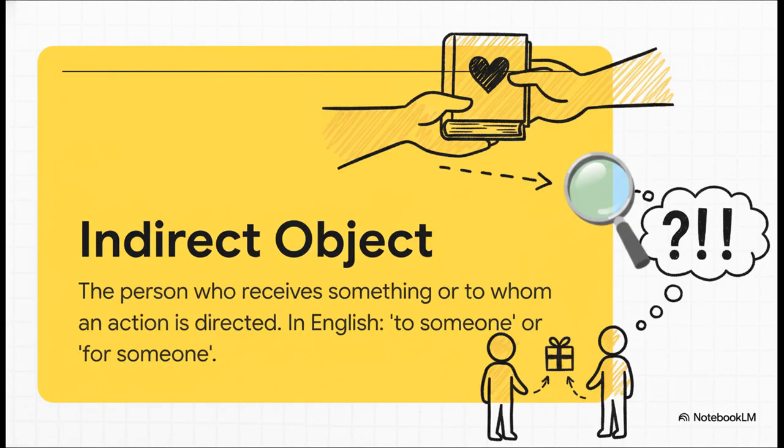Okay, so here's the official definition. It's just the person on the receiving end of an action. The dead simple way to find it in a sentence is to just ask to whom or for whom. If I give a book to my sister, who's the indirect object? My sister. See? It's not so scary.